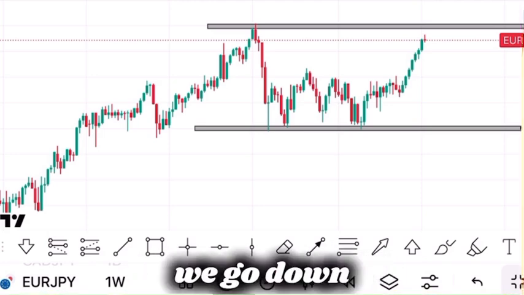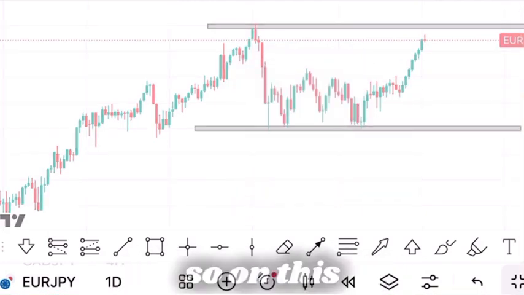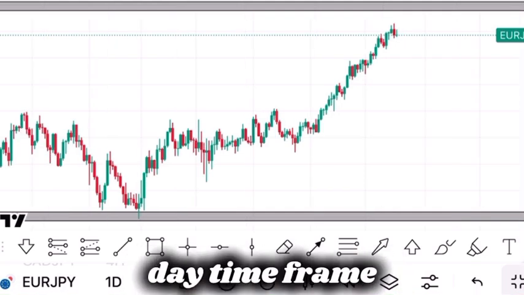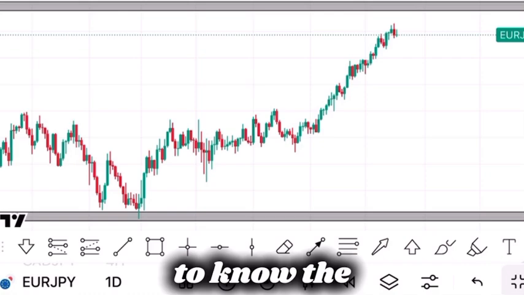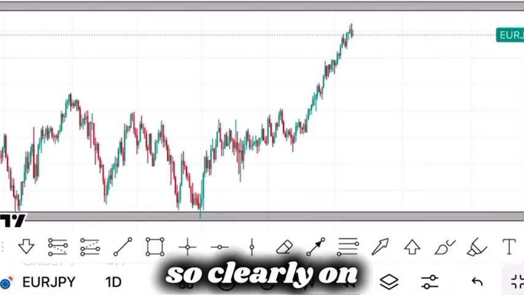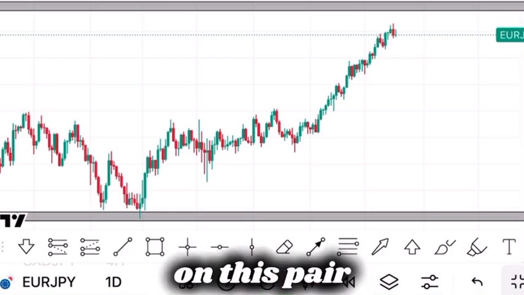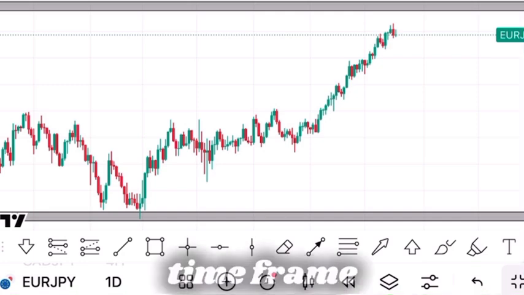Then the next thing is we go down to the 1 day time frame. On this 1 day time frame, we want to know the trend, the daily trend. So clearly on this pair we are in an uptrend in the 1 day time frame.